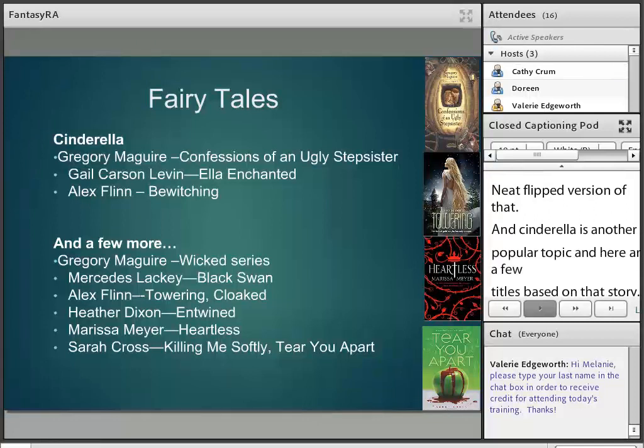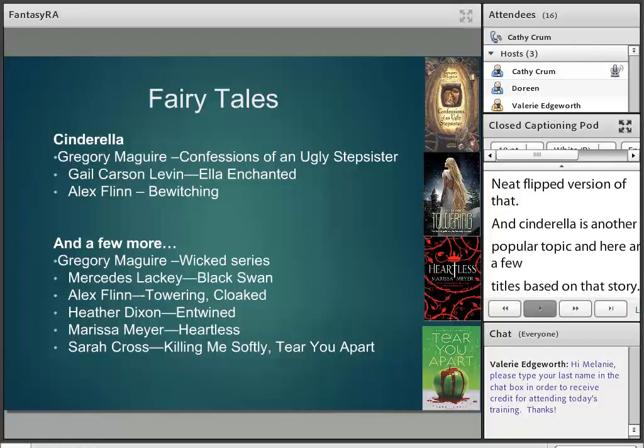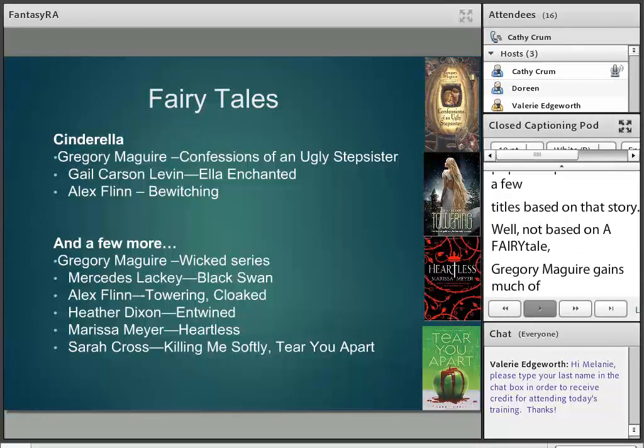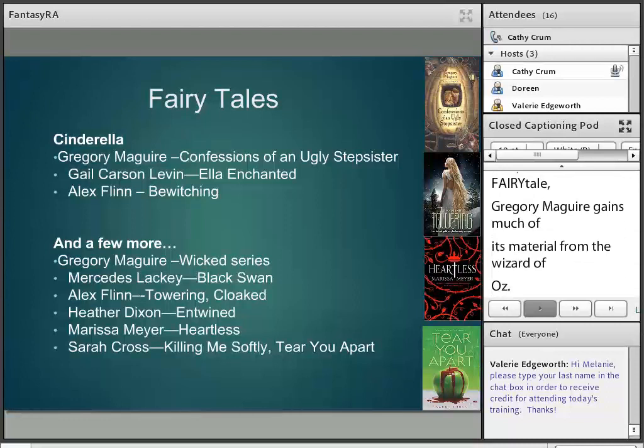While not actually based on a fairy tale, Gregory Maguire's Wicked series gains much of its source material from The Wizard of Oz. Mercedes Lackey's Black Swan is a retelling of Swan Lake. Alex Flinn's Towering is based on Rapunzel, and her Cloaked novel is a mashup of several fairy tale stories. Heather Dixon's Entwined is a retelling of the Twelve Dancing Princesses.